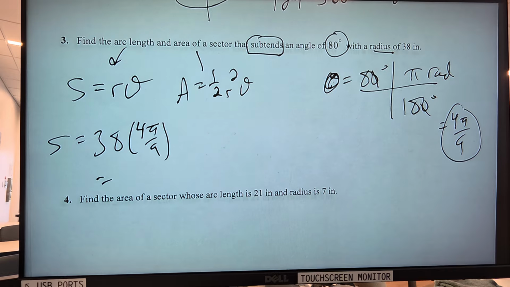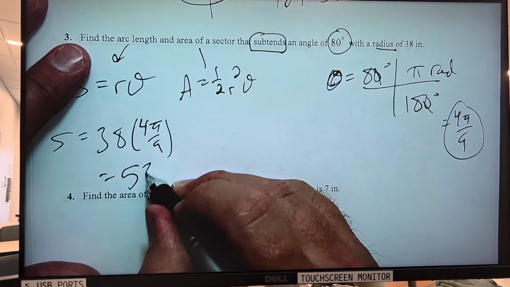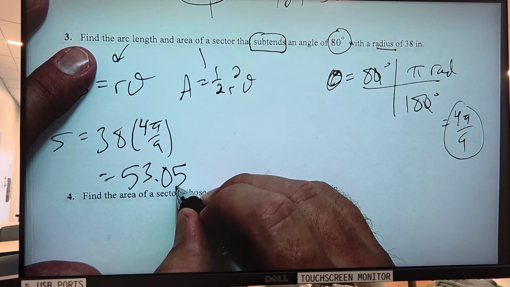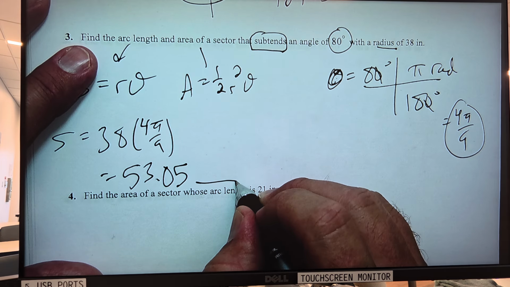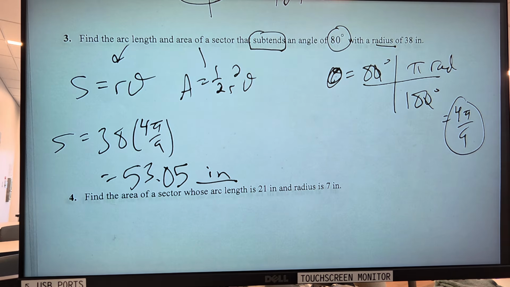What's that going to be? It's going to be roughly 53.05. And what's the units? Good, because arc length is just a length. It's not an area, it's not a volume.